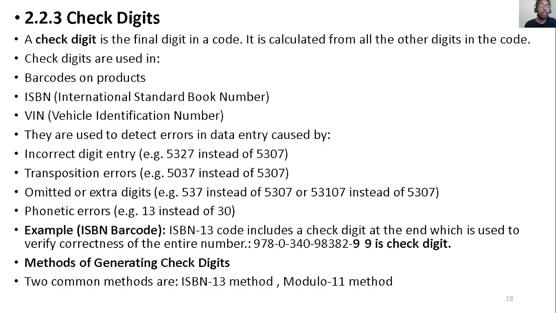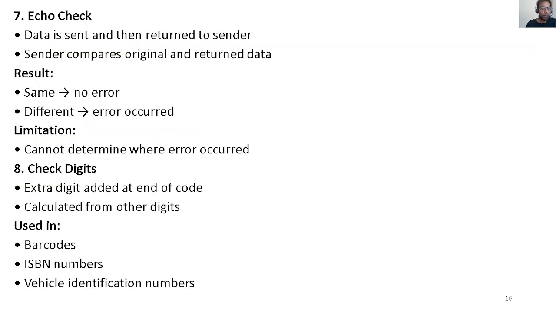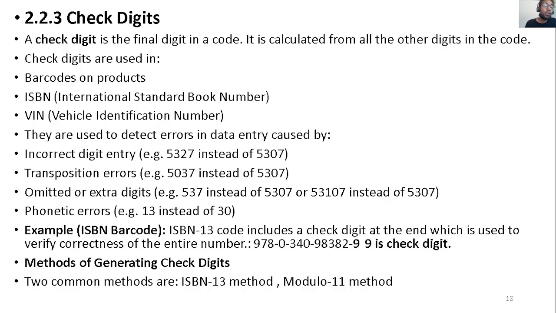Next is our check digits. Let's read about check digits a little. An extra digit is added at the end of our code and calculated from the other digits. It is used in barcodes, ISBN numbers, vehicle identification numbers. There is an extra digit, so we use some algorithm for it.